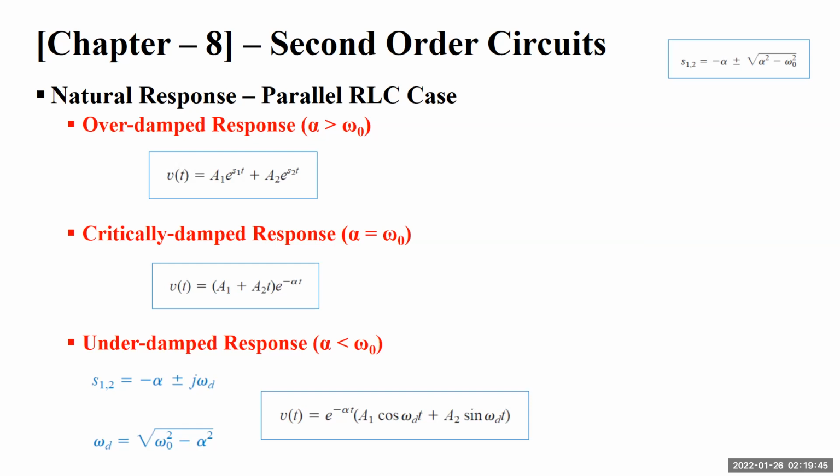Similarly, we have the same response for the parallel RLC circuit. The only difference you see here is the voltage, because for the parallel RLC circuit we solved for the voltage waveform, and for the series RLC circuit we solved for the current waveform, because of the ease of solving the differential equations which we got. If you compare these two solutions, they are pretty much the same. The only difference is that for series you have the current, and for parallel you have the voltage.